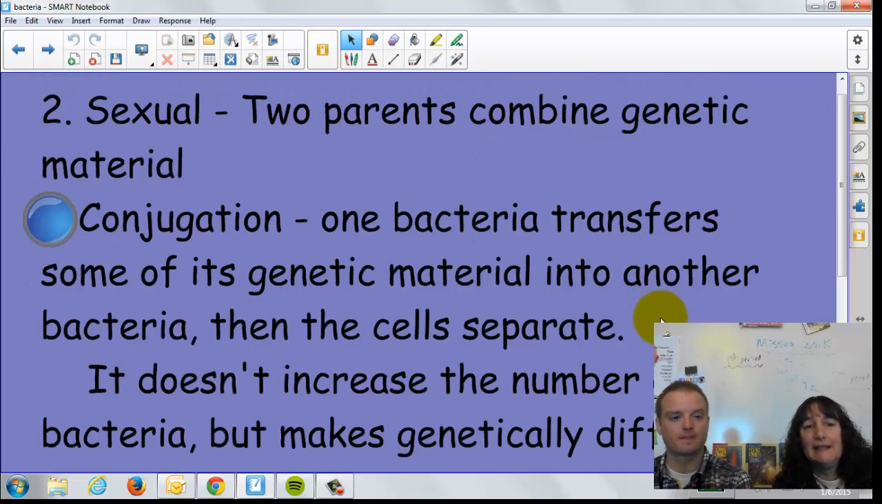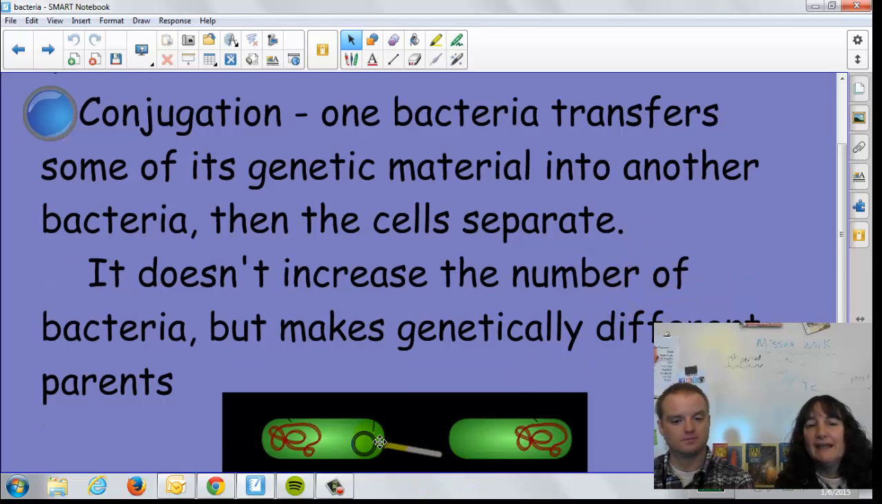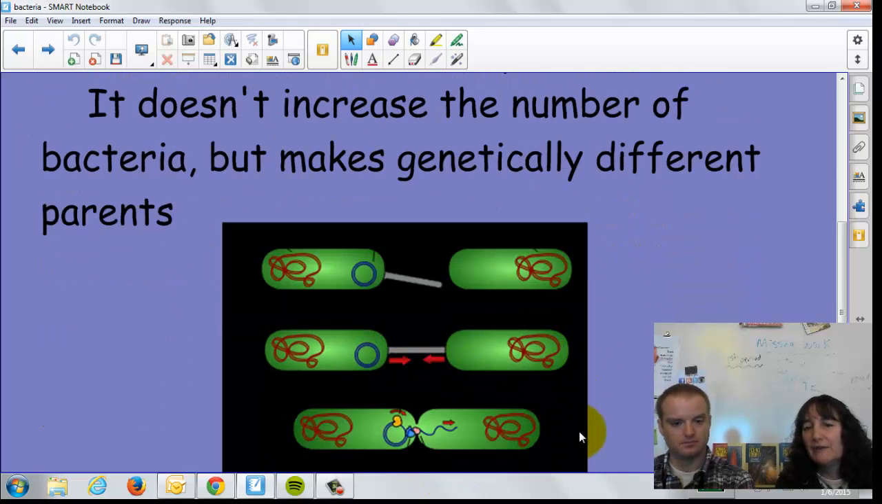All right, and then there is sexual reproduction in the bacteria, and then we have two parents that are combining their genetic material, and that's called conjugation. One bacteria will transfer some of its genetic material into the other bacteria, and then the cells will separate. It makes a little bridge across the two bacteria, like a tube, and the DNA just goes through there. It doesn't increase the number of bacteria at all, but it makes them genetically different. So we're just trading DNA.